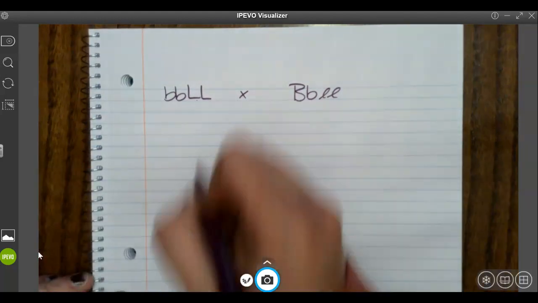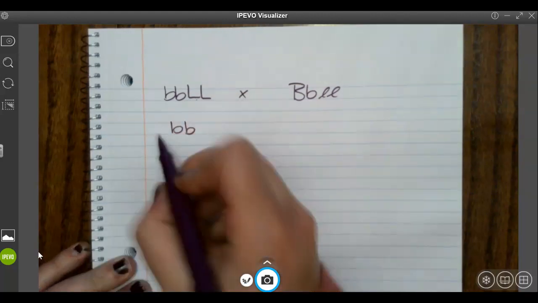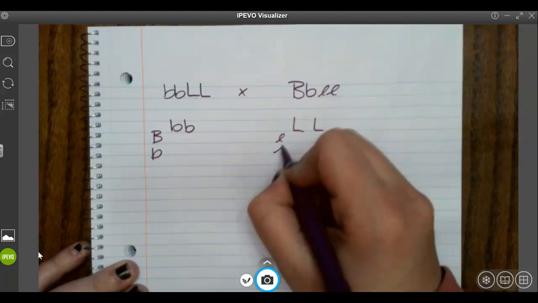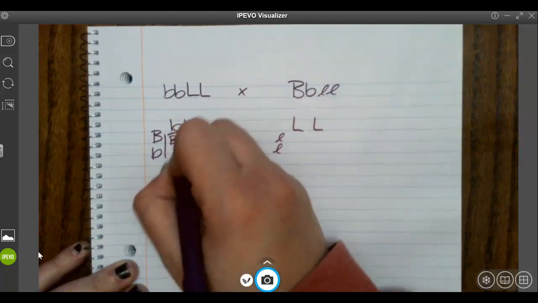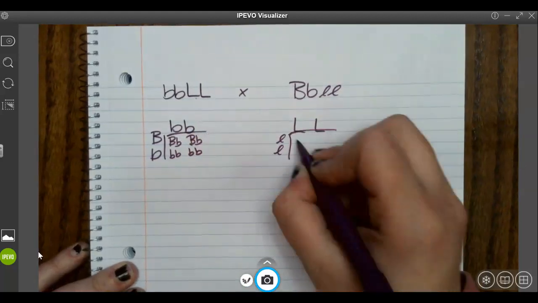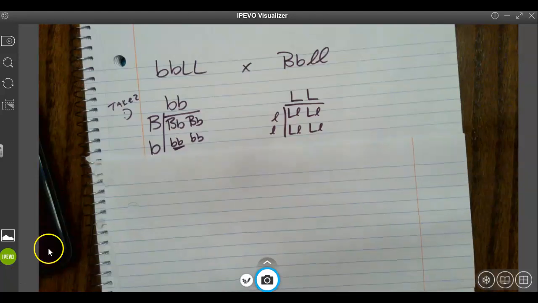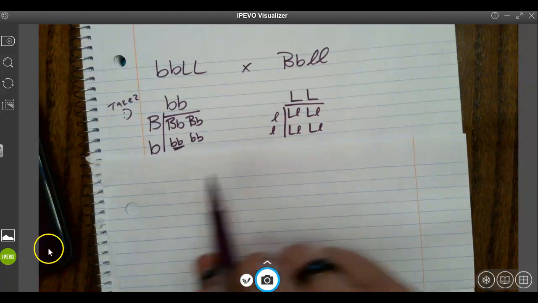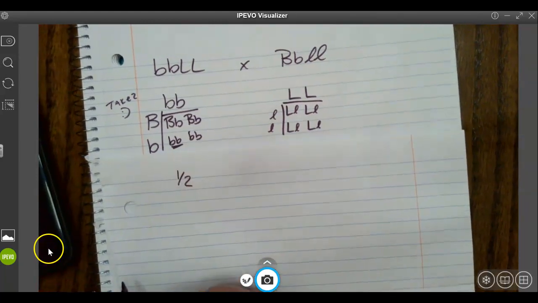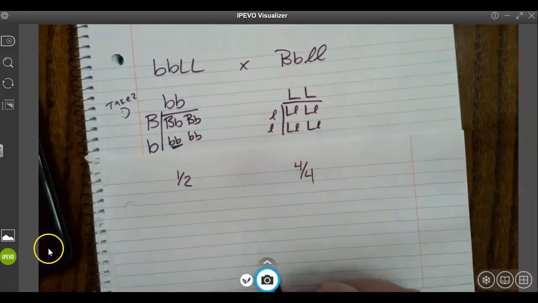So instead of doing a big 4x4, I'm going to do a Punnett square for color and a Punnett square for length real quick. Now let's use this to figure out how many of the babies will have white, long hair. So half of these babies will have white hair, and all of these babies will have long hair, okay?